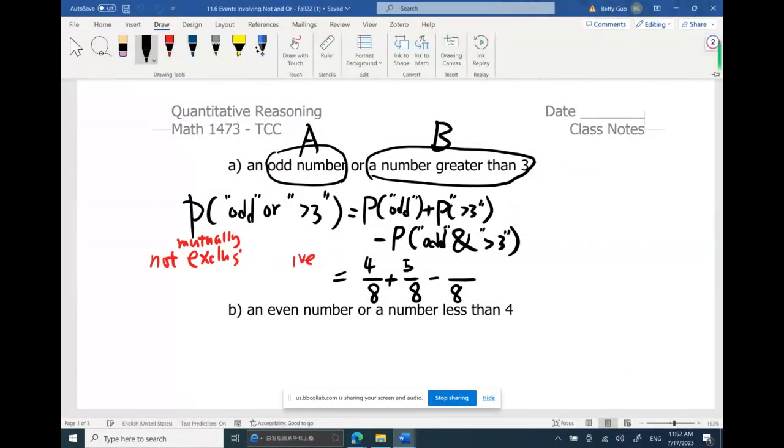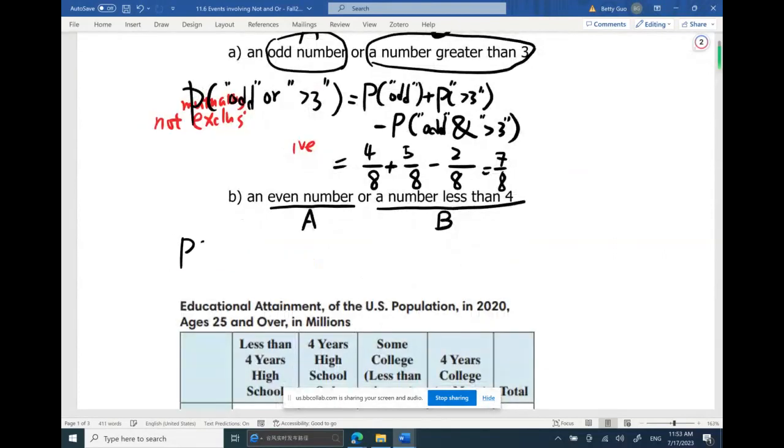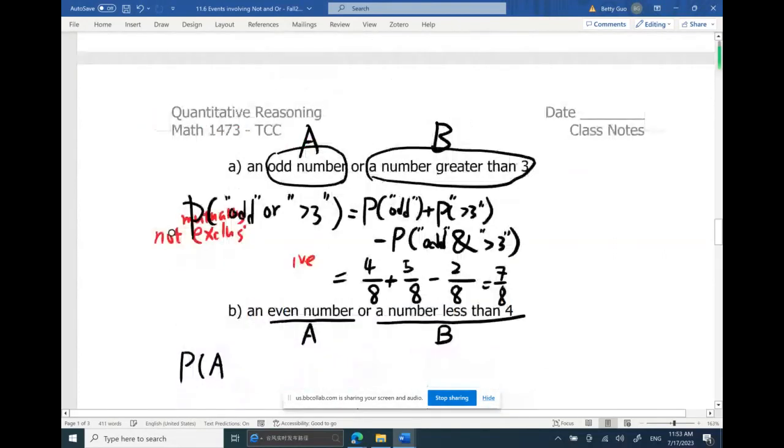We were here, right? 2, and then we have 7 over 8. Part B. Finding the probability of getting an even number. Let's use A to be the result of getting an even number, or getting a number less than 4. And we use B to represent getting a number less than 4. And we are looking for P of A or B.